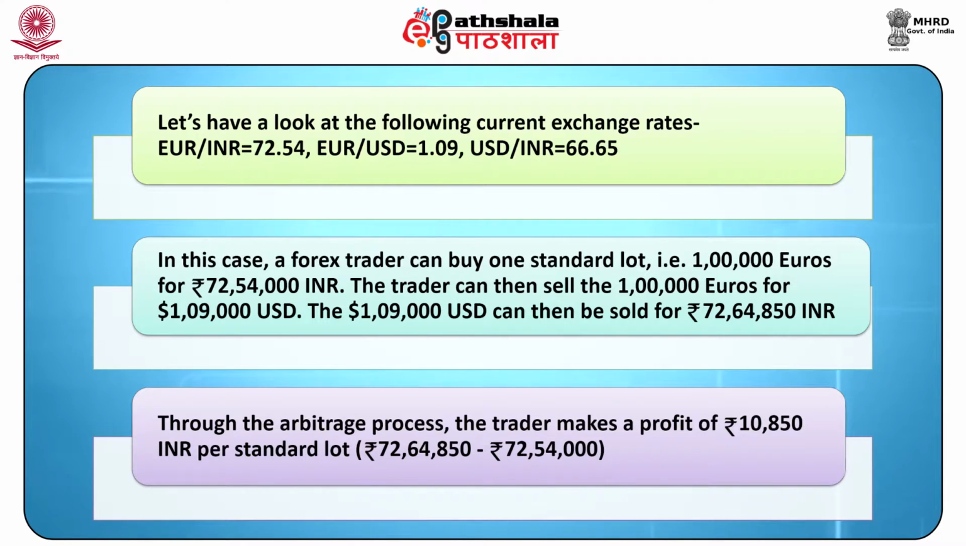In this case, a forex trader can buy one standard lot, that is 100,000 euros, for 7,254,000 INR. The trader can then sell the 100,000 euros for 109,000 USD. The 109,000 US dollars can then be sold for 7,264,850 Indian rupees. Hence, through the arbitrage process, the trader makes a profit of 10,850 Indian rupees per standard lot. The arbitrage process will continue until the pricing inefficiencies are completely eliminated.